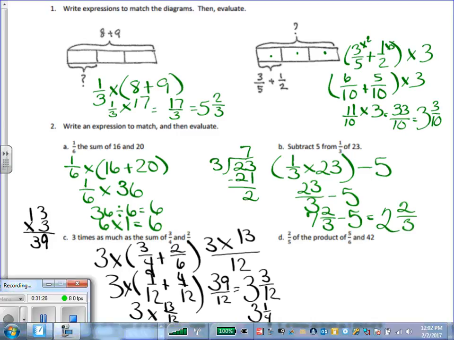No? 2/5. Brooklyn. Alright, try this one. 2/5 of the product of 5, 6, and 42. Huh? I did that. 2/5 of the product of 5, 6, and 42.